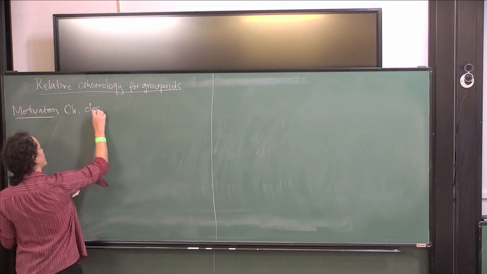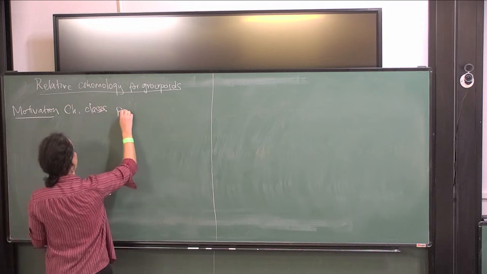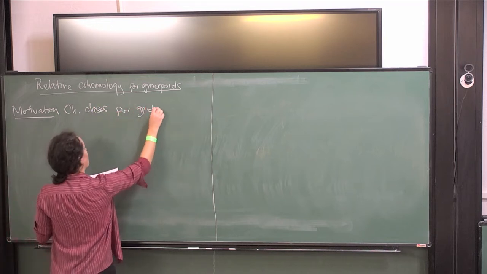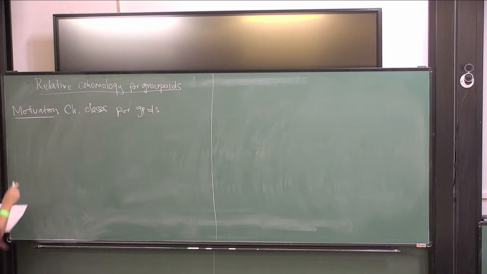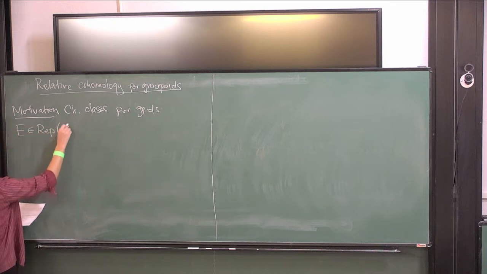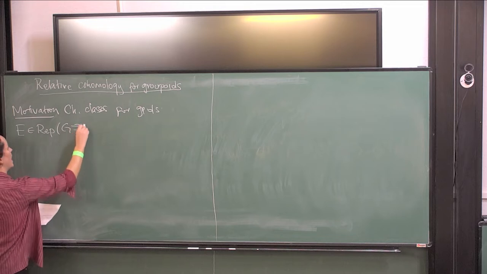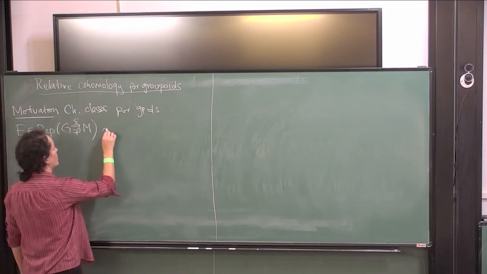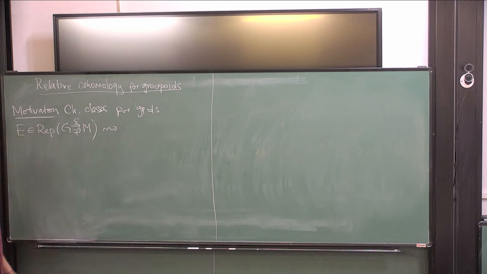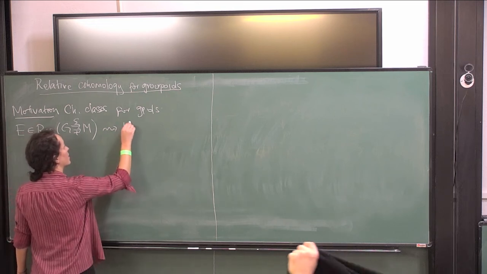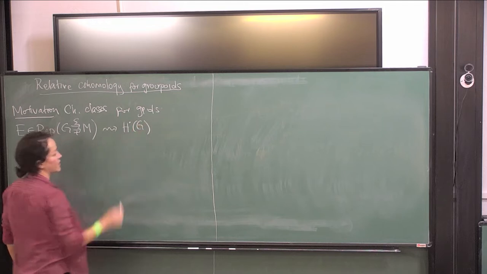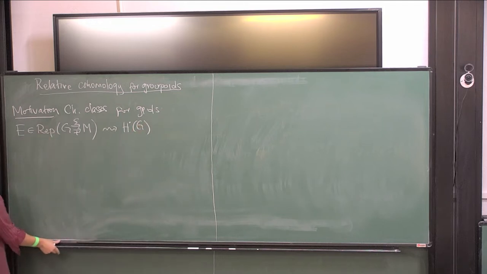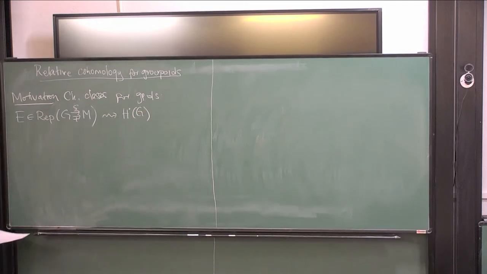Motivation: characteristic classes for groupoids. You start with a representation of a Lie groupoid G over M, with source and target. What you want to construct are invariants, characteristic classes that live on the groupoid cohomology of G.